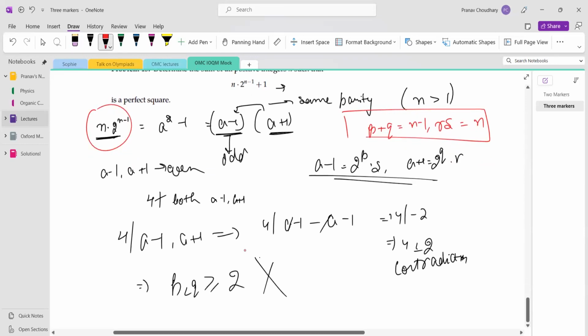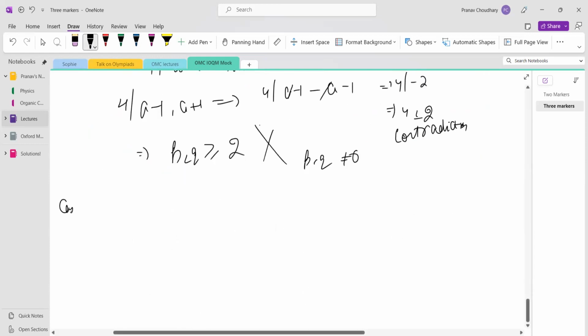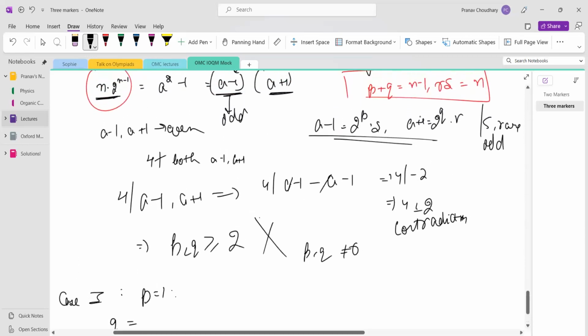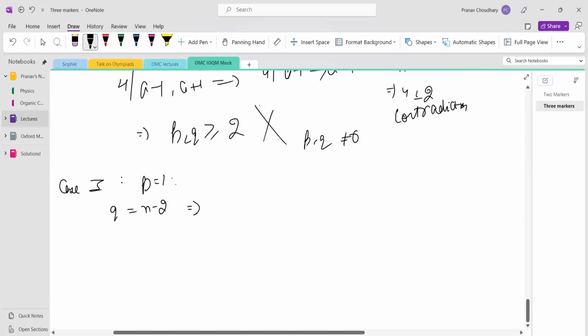Okay, we got P and Q cannot be both greater than 2. Also, either of P and Q cannot be 0, because we are assuming they're even. So S and R are odd, I should have specified that. So P and Q cannot be 0, which means that you just have to deal with two cases. Case 1, P equals 1. In this case, Q plus P is n minus 1, so Q would be equal to n minus 2.